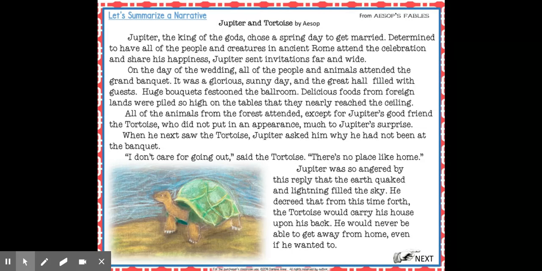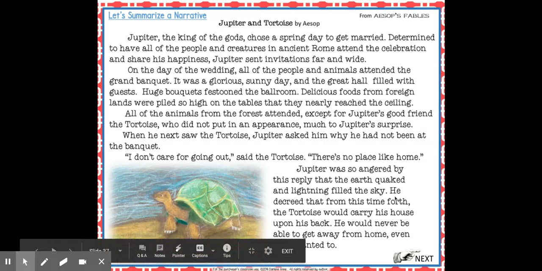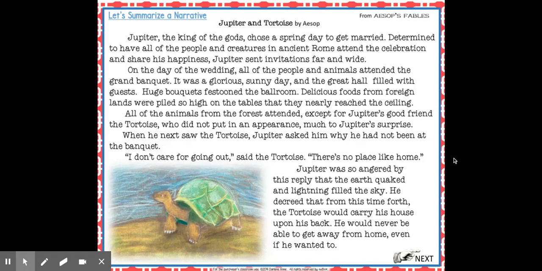All of the animals from the forest attended, except for Jupiter's good friend the tortoise, who did not put in an appearance, much to Jupiter's surprise. When he next saw the tortoise, Jupiter asked him why he had not been at the banquet. "I do not care for going out," said the tortoise. "There's no place like home." Jupiter was so angered by this reply that the earth quaked and lightning filled the sky. He decreed that from this time forth the tortoise would carry his house upon his back. He would never be able to get away from home, even if he wanted to.